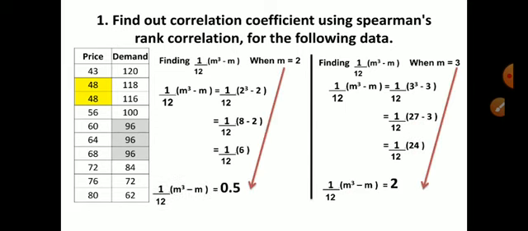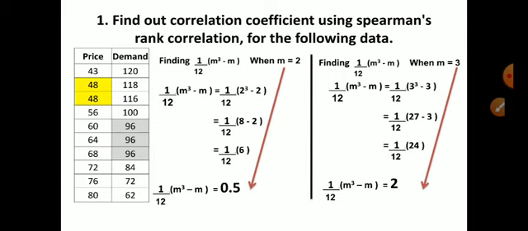Okay, we will just have a look. See here, see the calculations. When the m value is 2, I'll be getting 1 by 12 (2 cube minus 2), that is 1 by 12 (8 minus 2), that is 1 by 12 into 6. So when m is equal to 2, 1 by 12 (m cube minus m) is 0.5. And similarly, when m is equal to 3, we'll be getting 1 by 12 into 24, that is 24 by 12, so the value of 1 by 12 (m cube minus m) will become 2.